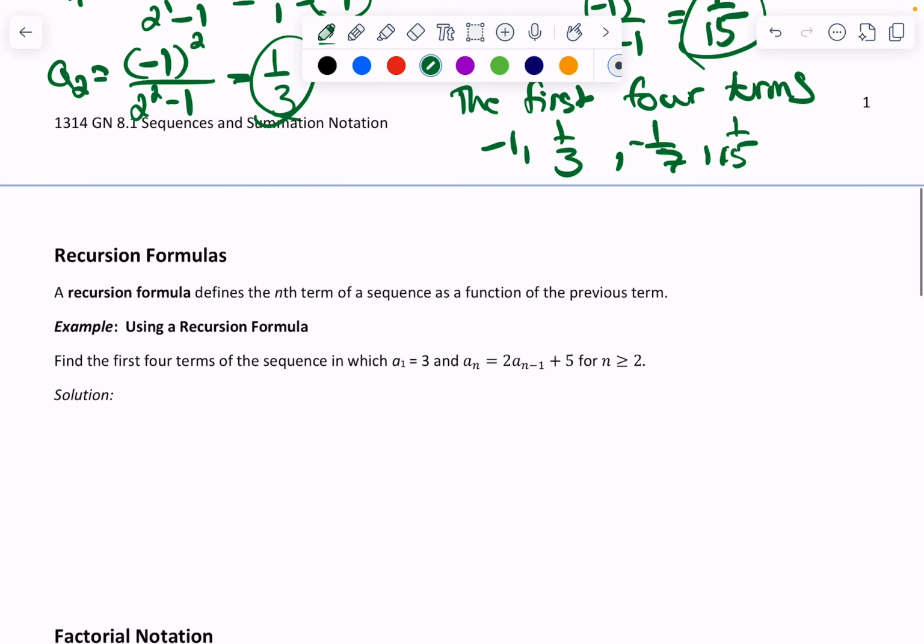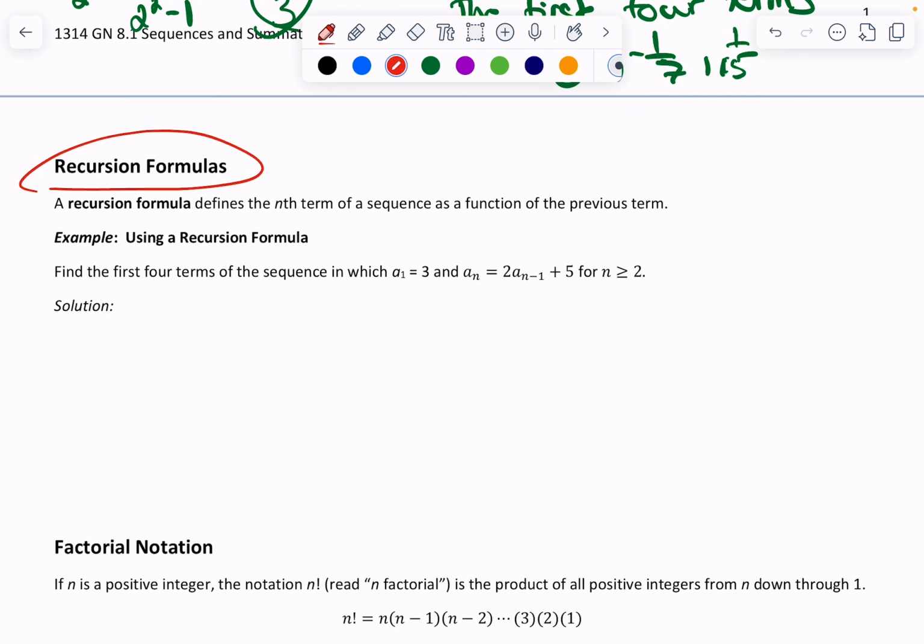Okay, next we're going to talk about recursion formulas. A recursion formula defines the nth term of a sequence as a function of the previous term. So if we look at this example, find the first four terms of the sequence in which the first term equals 3 and then the general term, you can see that there's a sub n minus 1. So that is the previous term. And n is greater than or equal to 2. So we know that our first term is 3. That's always given in these.